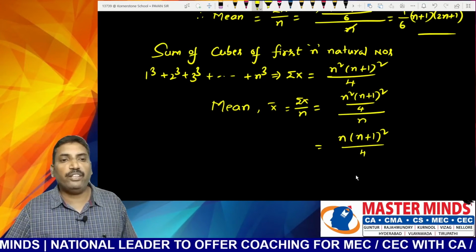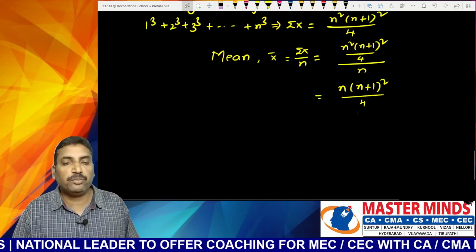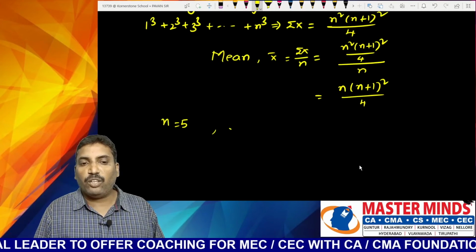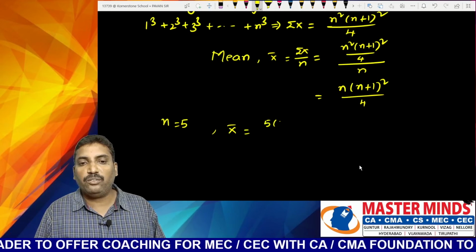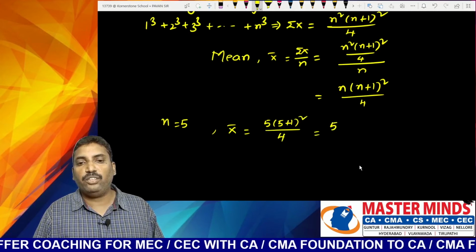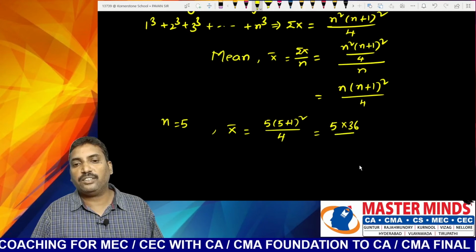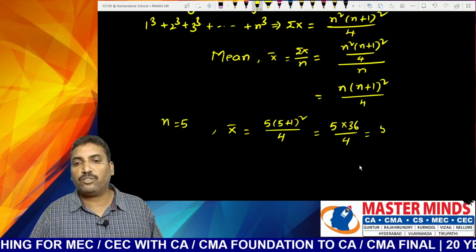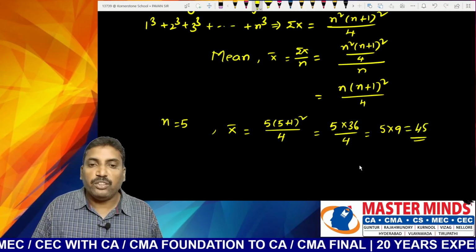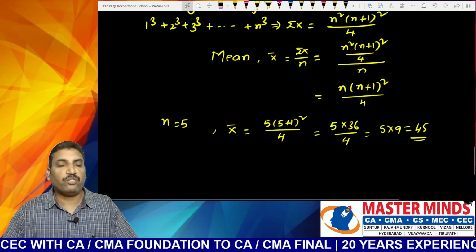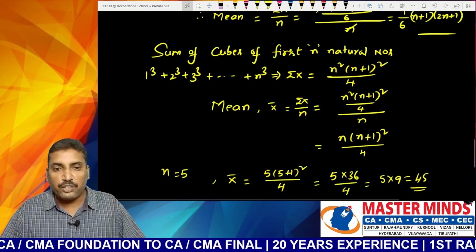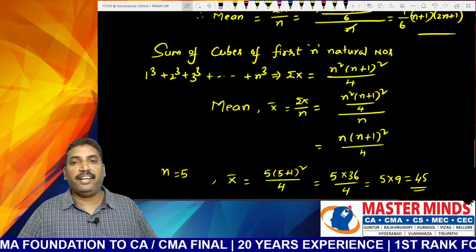Suppose you want to find out the mean of cubes of the first 5 natural numbers. So you can take n equal to 5. Then what you will get? X bar is 5 into (5 plus 1) whole square by 4. That is 5 into 6 square, that is 36 by 4. 36 by 4 is 9. So 5 into 9 you will get 45. So the mean of cubes of the first 5 natural numbers is 45. Like that we can calculate the mean of cubes of the first n natural numbers by using this formula for any n.